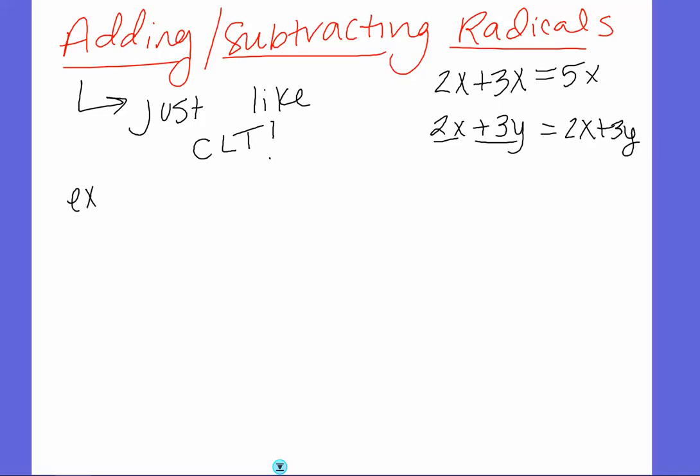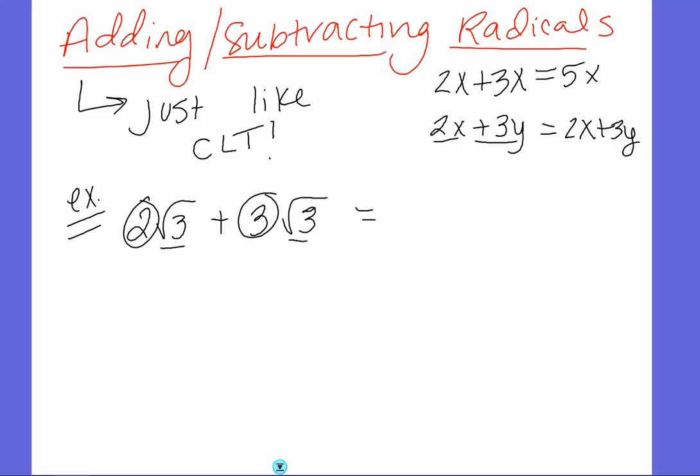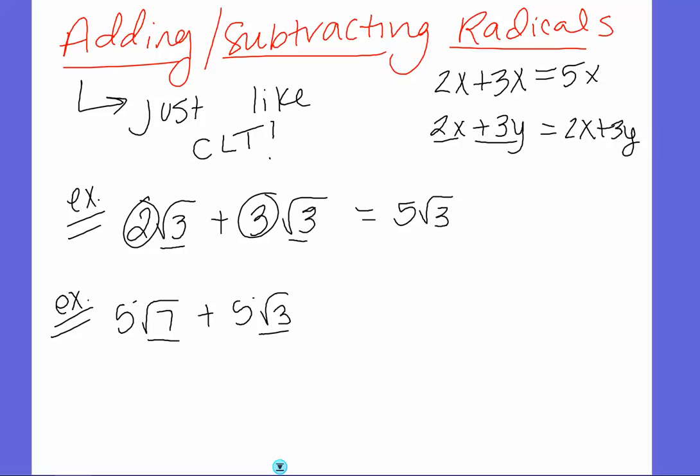So if I have an example and I have 2 times the square root of 3 plus 3 times the square root of 3, because my radicals are the same, I'm allowed to add them together. So I would just add my coefficients together. 2 plus 3 is 5. I have 5 rad 3. If I had 5 rad 7 plus 5 rad 3, notice my radicals are not the same. I have rad 7 and I have rad 3, so I'm not allowed to add them together. So my answer would just be 5 rad 7 plus 5 rad 3.